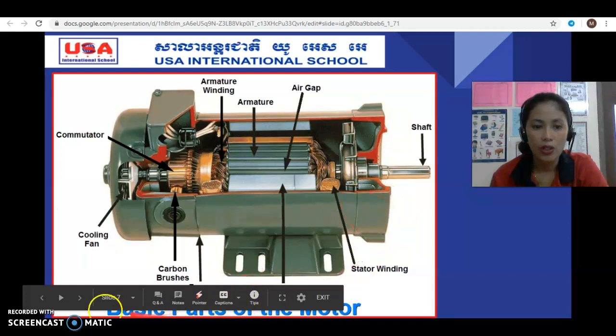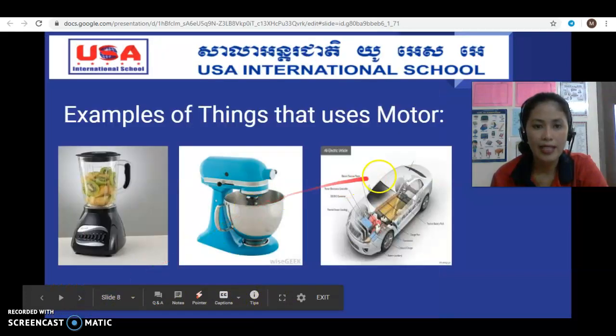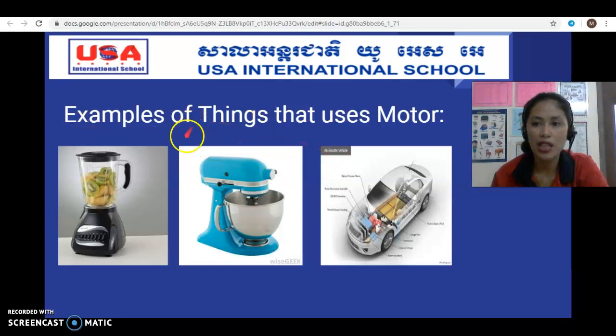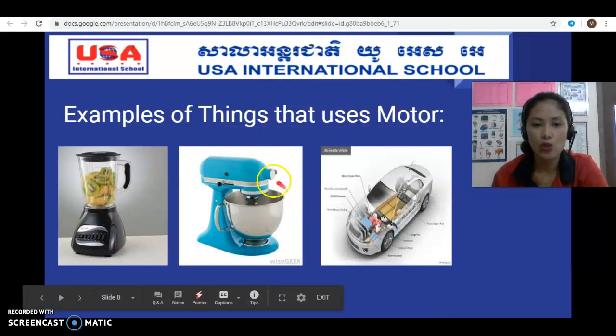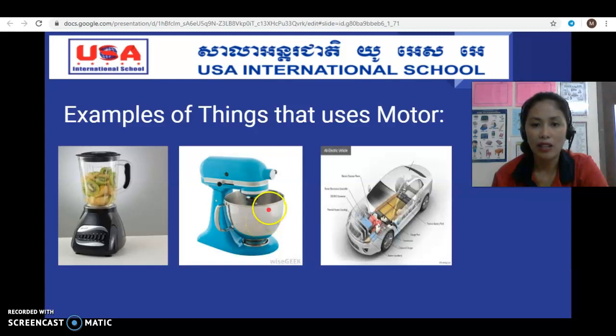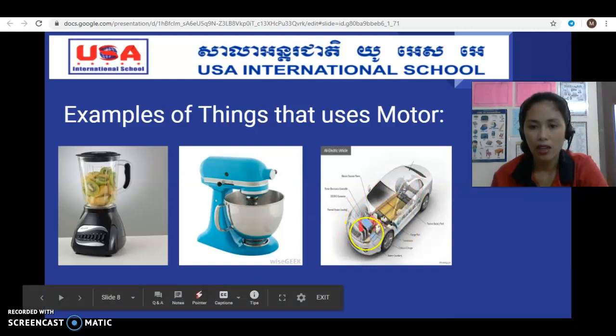Okay. So now let's go to the last slide. So these are examples of things that need a motor to move and to spin. So this is a blender. This one is a mixer, for when you want to bake some cake, you can put all the flours and other ingredients here. And also a car. Inside the car there is a machine, a motor, that helps it move.